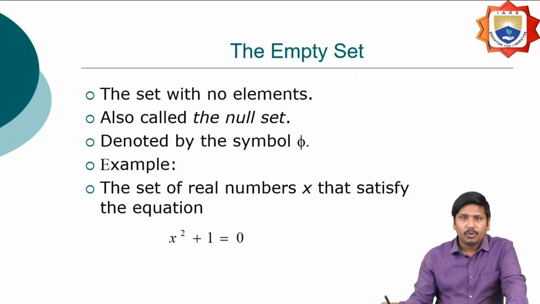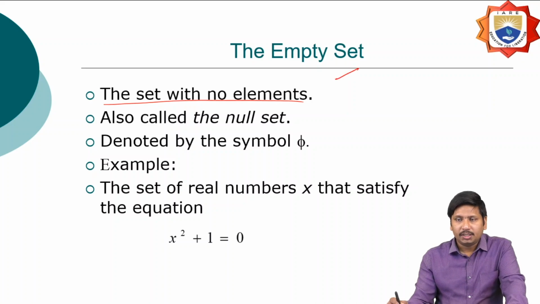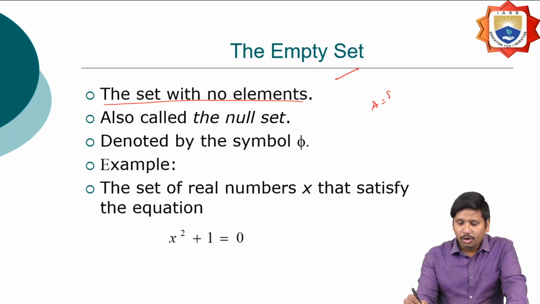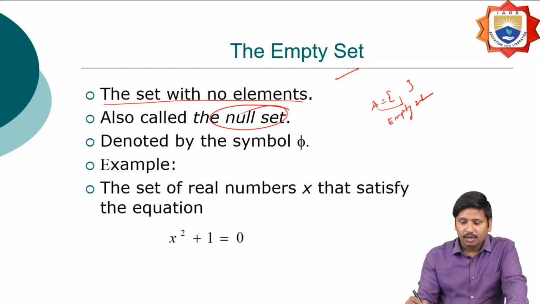And now we're going to see the different types of sets. The first one is the set with no elements, which is called the empty set. It is the set which does not contain any elements. Another synonym is the null set, and it is denoted with the symbol phi.